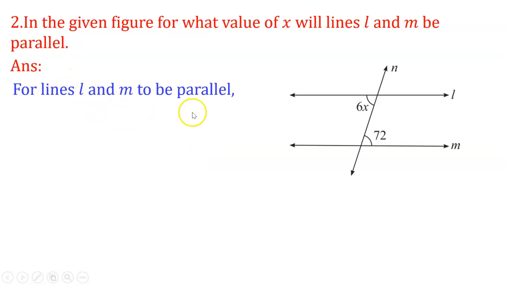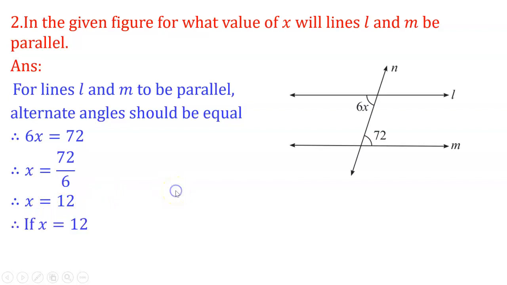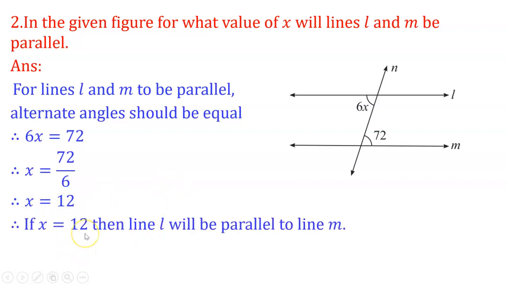For the lines L and M to be parallel, their measures should be the same. Alternate angles should be equal. Therefore 6x is equal to 72. x is equal to 72 upon 6. After division you will get x is equal to 12. If x is equal to 12, then line L will be parallel to line M.